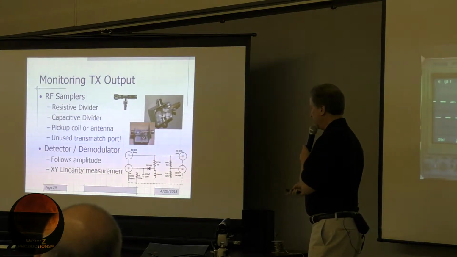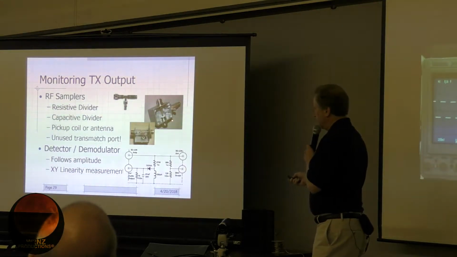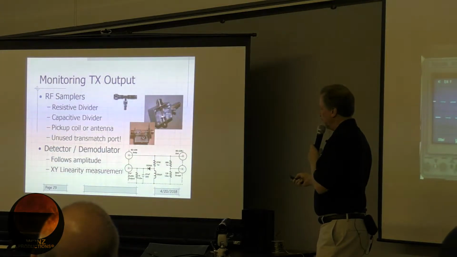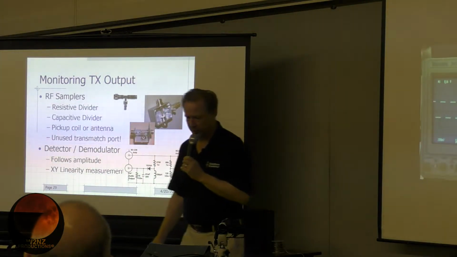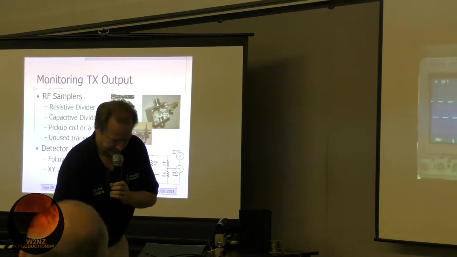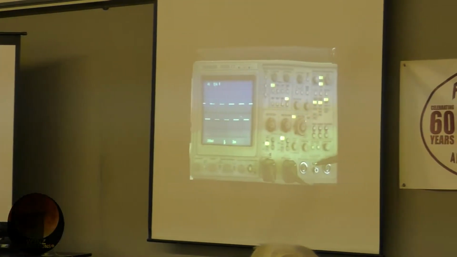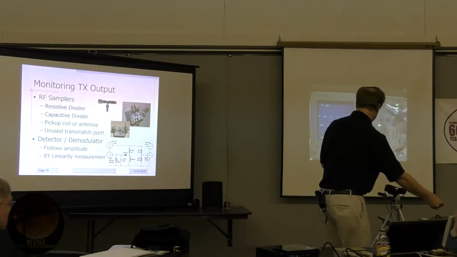But there are other ways to sample the RF signal itself. These are various types of capacitive samplers, where your signal goes through here, and there's just a little bit of a tap that you can adjust. In fact, I've got an example of that right here. So let me show you what this looks like. I'll put it on the camera here, see if this helps.